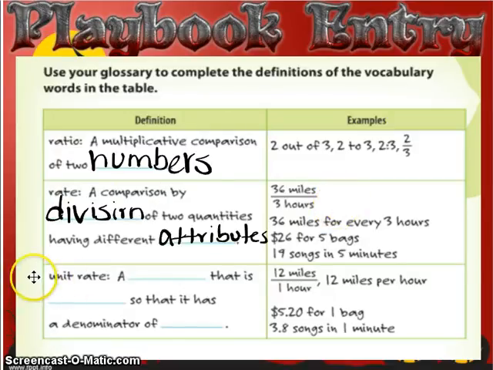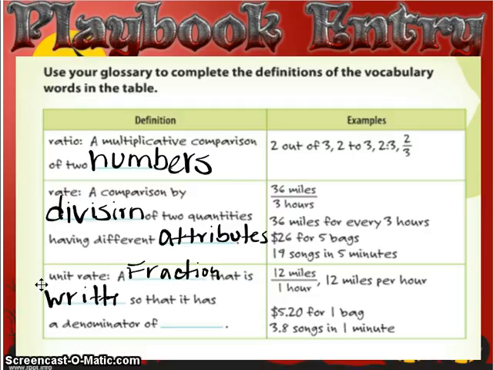Here we have a unit rate. You can take a rate and make it down to a unit rate because a unit rate is a fraction that is written so that it has a denominator of 1. That is an N, not an H. So basically, a unit rate is a reduced form of a rate down to one denominator. So the denominator is always 1 in a unit rate.